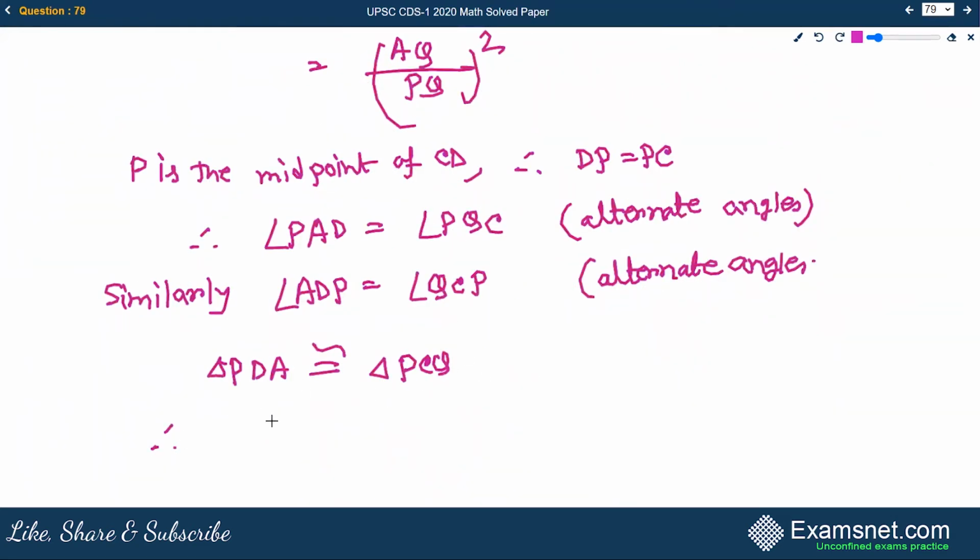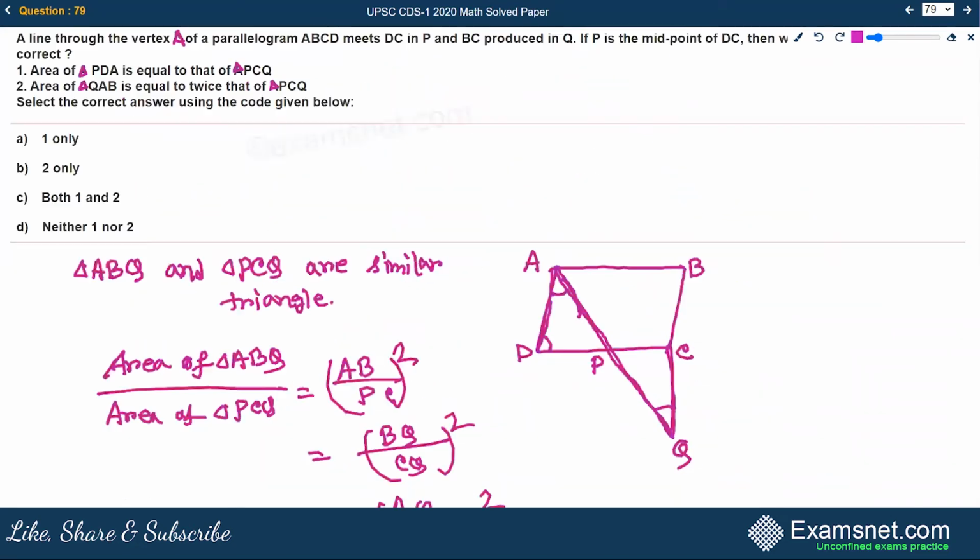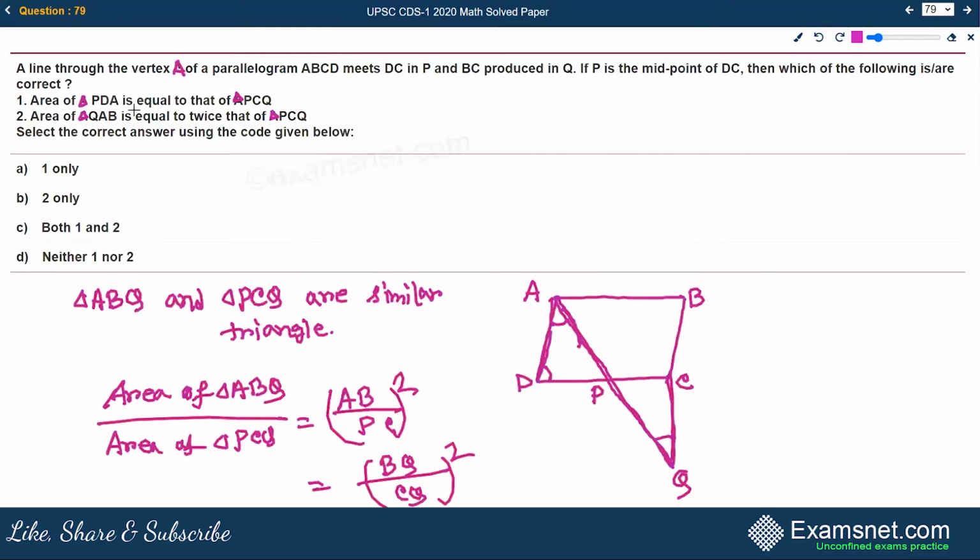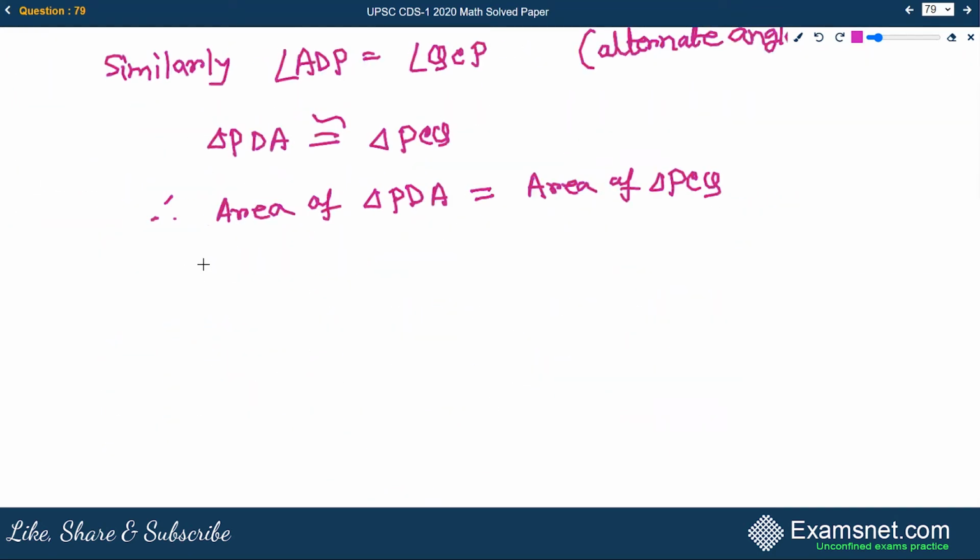Since they are congruent triangles, their areas are the same. So the area of triangle PDA is equal to the area of triangle PCQ. Look at the first statement: the area of triangle PDA is equal to that of triangle PCQ. So statement 1 is correct.